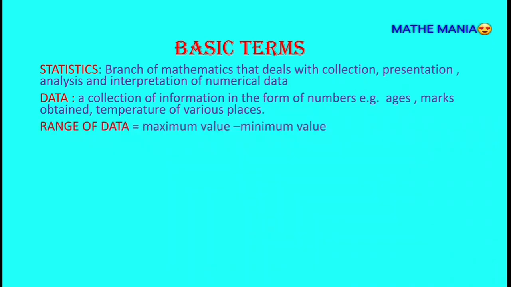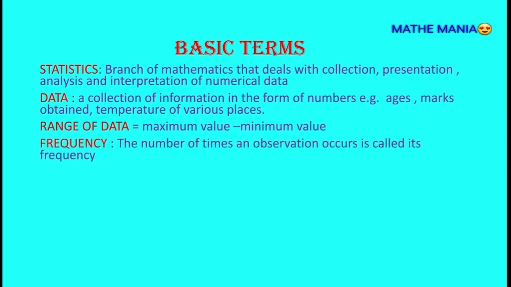Now there is a term range related to the data. So in the data, if we find the minimum and maximum value, then their difference is called range of the data. Next comes frequency. The number of times any observation occurs in a given data is called its frequency. To explain these terms, I'll take up a simple example.